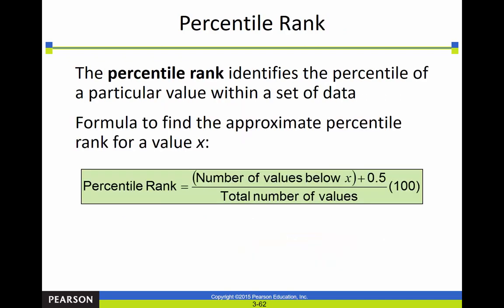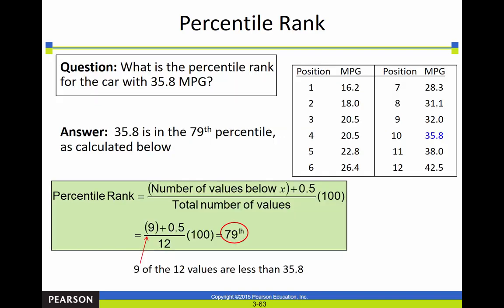Percentile rank identifies the percentile of a particular value within a set of data. In order to do that, we take the number of values below x plus 0.5, divided by the total number of values, times 100. That'll give us percentile rank. So what's the percentile rank of the car with 35.8 miles per gallon? We see it's in the 10th position. So we take the number of values below it, which is 9, plus 0.5, divide that by 12, multiply by 100, and we find that it is in the 79th percentile, meaning 79% of data points are equal to it or below it.